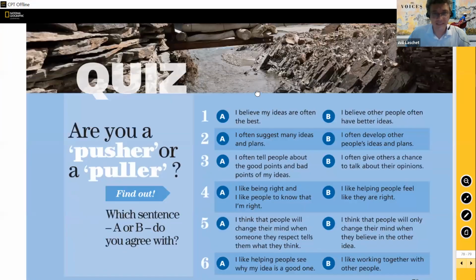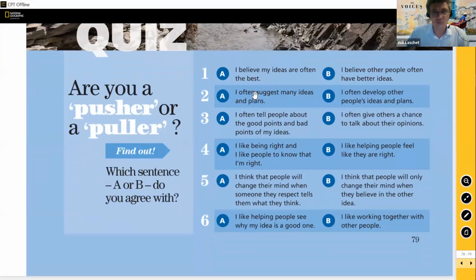So let's have a go at this. I'm not going to read through this because I think you can read it yourself, but I am going to launch another poll. All I've done for this poll is transfer the ideas onto the poll. I'd like you to read through the poll and choose A or B. You might find that both of these are true for you, so you need to choose the one which you think is better, the one which is more similar to you.